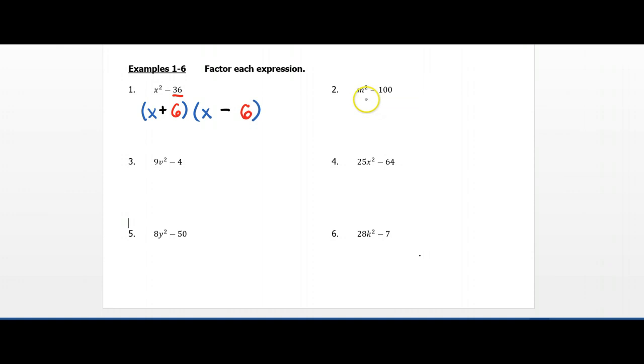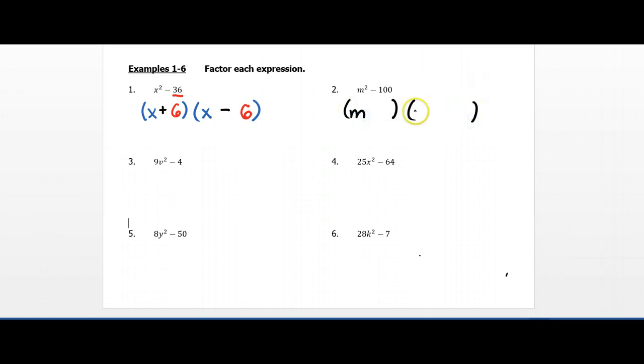Okay, number 2, we have m squared minus 100. First thing you look for is a GCF, and you'll notice there is none. Next thing you'll look for, because it's a binomial, is a difference of squares. M squared is a perfect square, and 100 is on our list. Okay, 100 you need to recognize is 10 squared, so I can factor this again into two binomials.